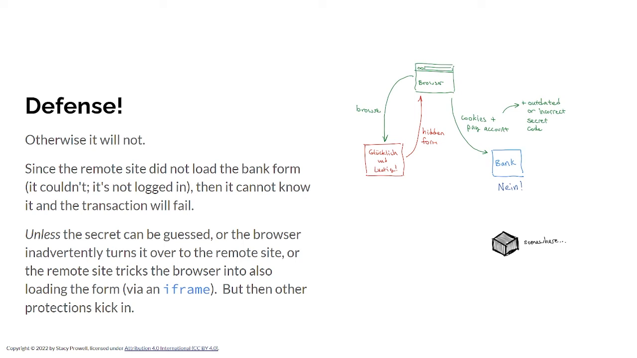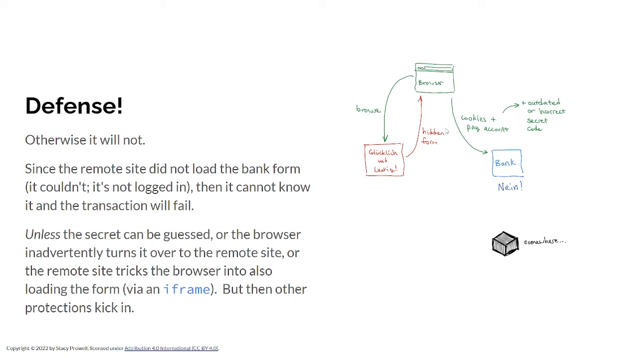Okay, how do I get around this? Well, the obvious way to get around this is for the hidden form to be actually the bank form. So Happy Fun will go to the bank, retrieve that form, and include it as the hidden form here, so it would have the correct secret code.